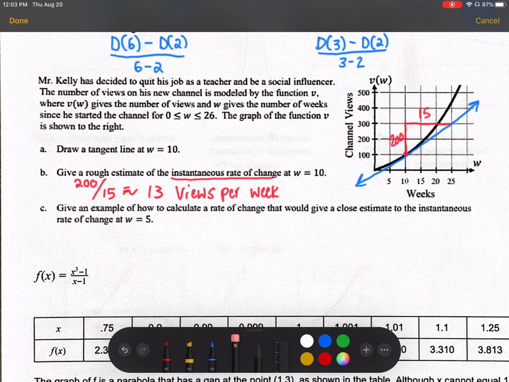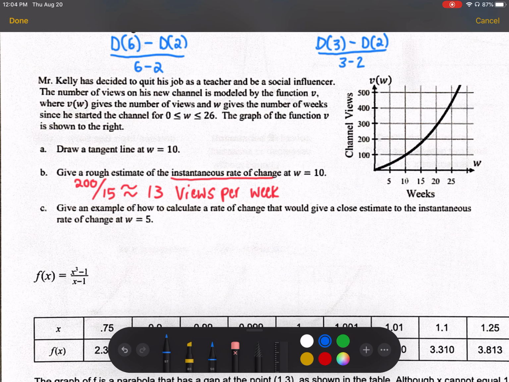Okay, so when you see these squiggly equal signs, we're talking approximately is what that means. All right, give an example of how to calculate a rate of change that would give a close estimate to the instantaneous rate of change at W equals 5. So if I'm trying to get something that's a really close estimate, I can take two numbers that are very, very close to each other and find the rate of change between those 2 points, and that should give me a pretty close estimate of what I'm looking at.